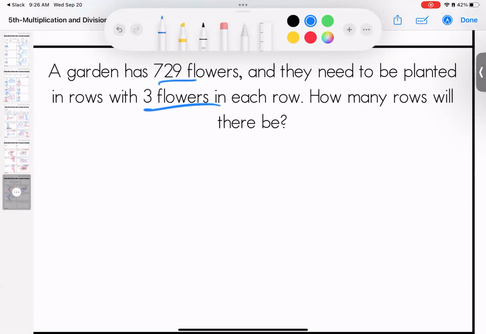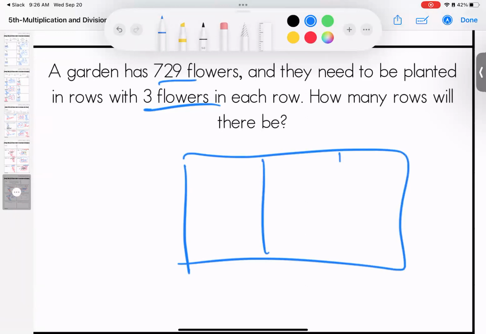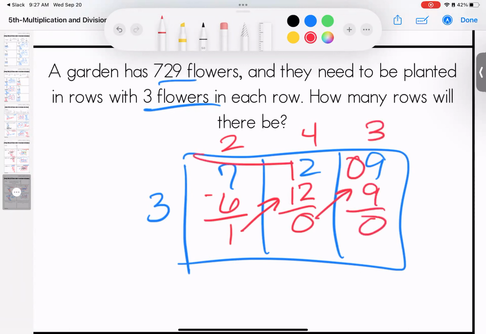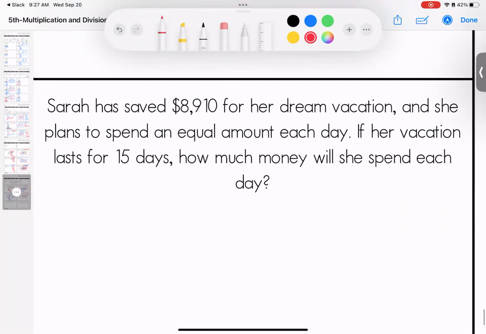All right, little loves, a garden has 729 flowers, and they need to be planted in rows with 3 flowers in each row. How many rows will there be? So our 729 is being divided into 3 flower rows. 3 goes into 7 2 times because 2 times 3 is 6. Subtract 7 minus 6 is 1. Bring it over. 3 goes into 12 4 times perfectly with nothing left. And 3 goes into 9 3 times. There's going to be 243 rows of flowers.